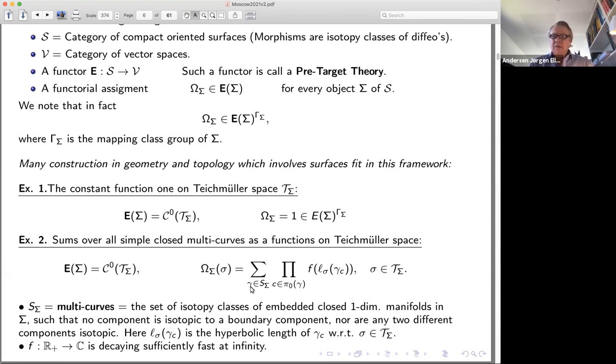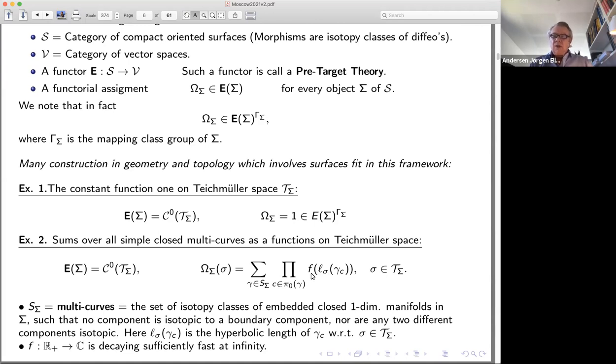And for each gamma, we take a product over the components. So this can have several components, right? Take a product over the components. And then we apply some sufficiently fast decaying function to the lengths of the components. And the length is computed with respect to a point in Teichmüller space. And so this is the way this whole infinite sum of products becomes a function on Teichmüller space.